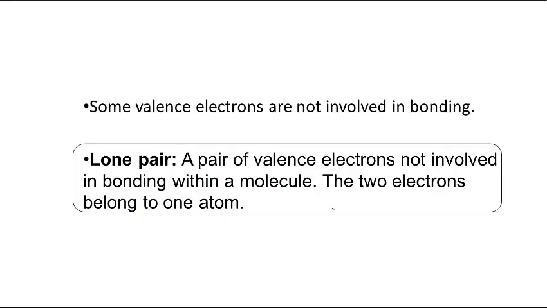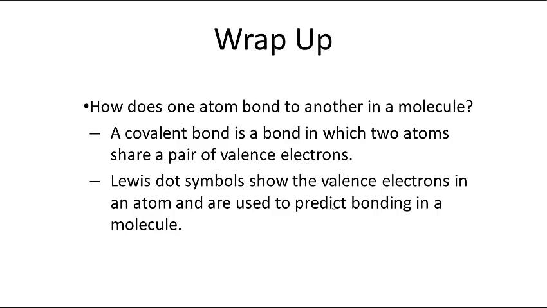All right, so some valence electrons are not involved in bonding. So the lone pair I showed you on the molecule before, it's just a pair of valence electrons that's not involved in bonding, and they belong totally to that one atom. Now that's going to be important when we start talking about shapes. All right, wrapping this up. The question was, how does one atom bond to another in a molecule? Well, a covalent bond is a bond in which 2 atoms share a pair of valence electrons. That's something that we've known already. And these Lewis dot symbols show the valence electrons in an atom and are used to predict bonding in a molecule by building Lewis dot structure.